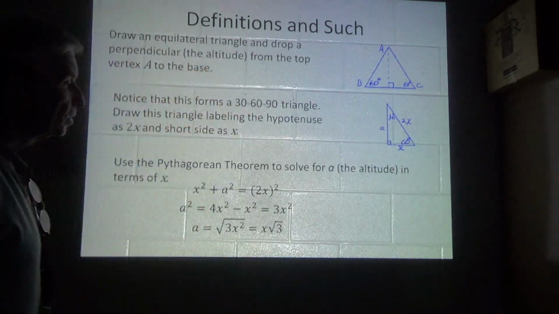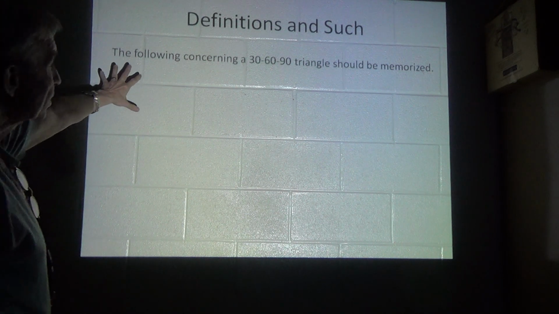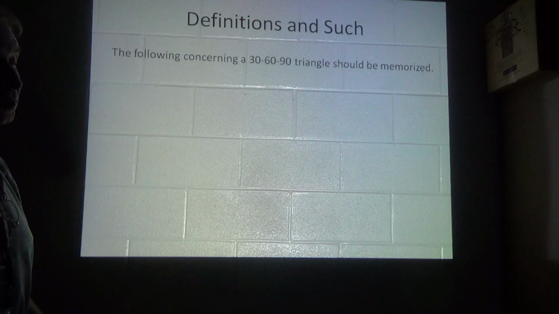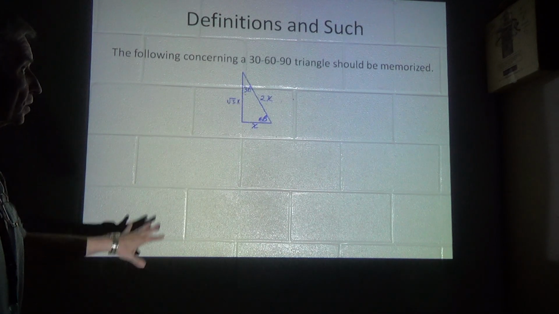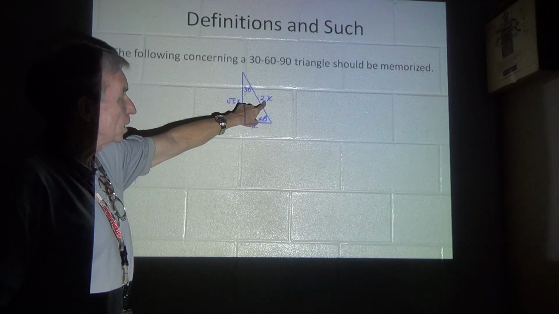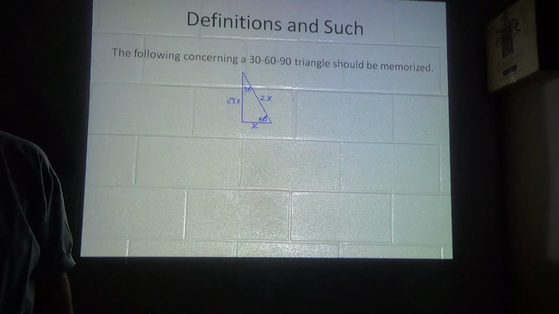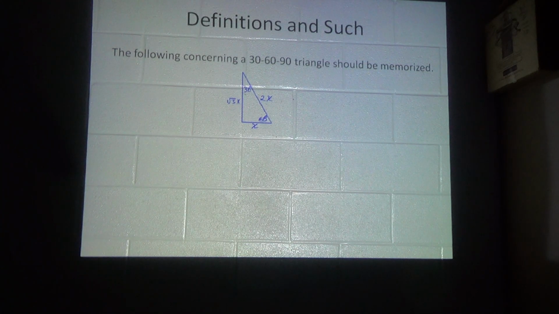We're going to use those in order to form the ratios that we need to get the information, like we did with the 45-45. So the following concerning a 30, 60, 90 triangle, you need to memorize this. Like I've told you before, this is something that's going to be with us the rest of the year. So here's what we have. This is 2x, this is x, and this is x square root of 3, or as they wrote it here, square root of 3x. So you memorize this. This is something that will help you as we deal with these problems.